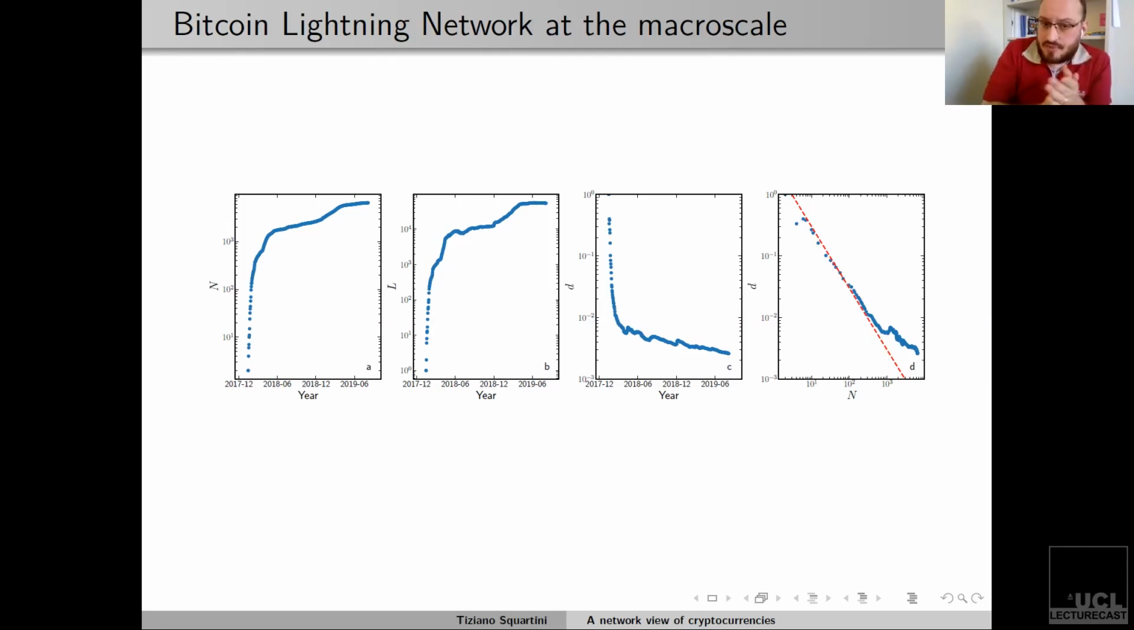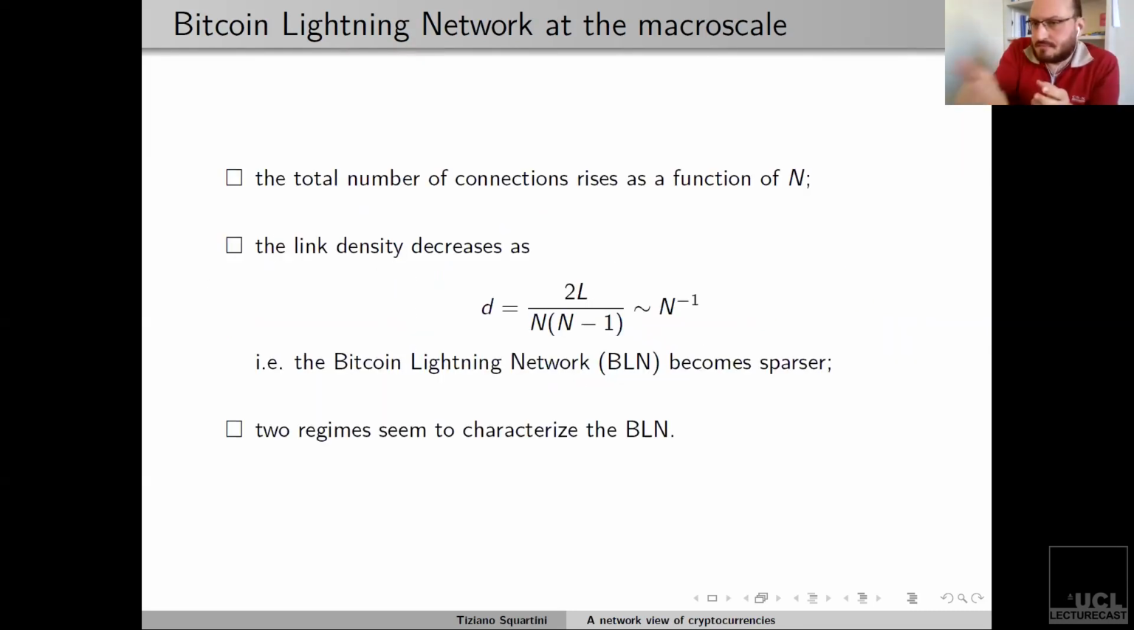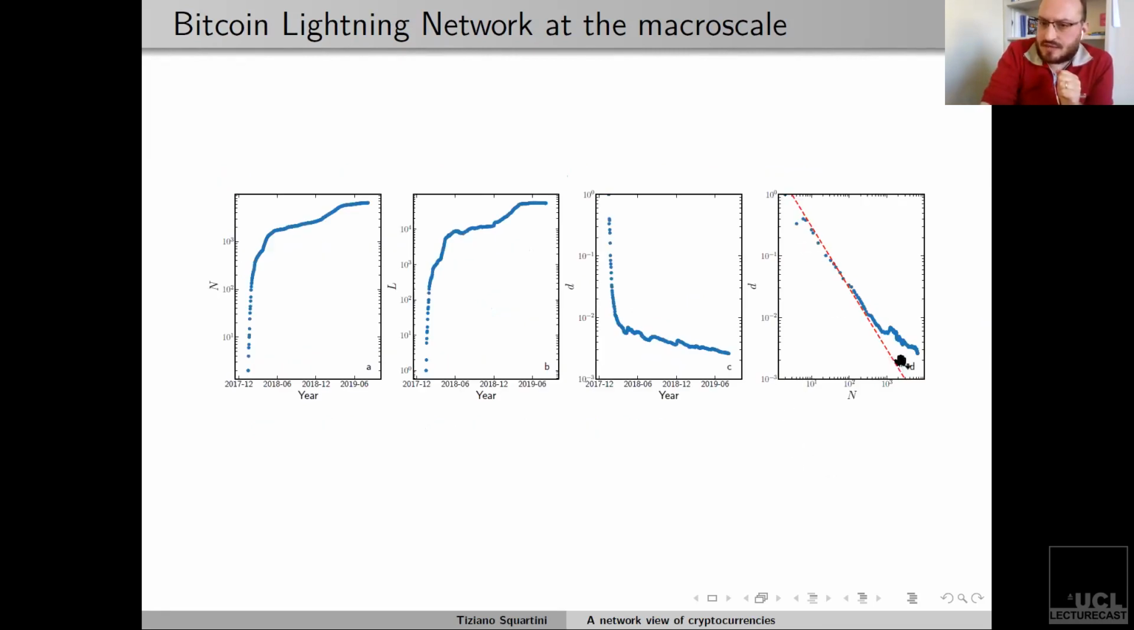If we plot the density in a log-log scale, we see this red dashed line that still represented the power law n raised to the power of -1. So still there is evidence of a period where this law seems to indicate that the density decreases with an inverse proportionality with respect to the number of nodes.